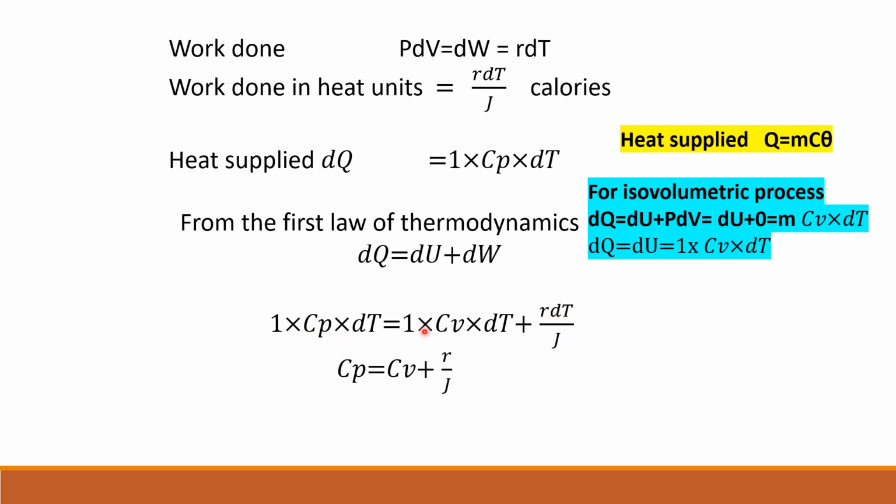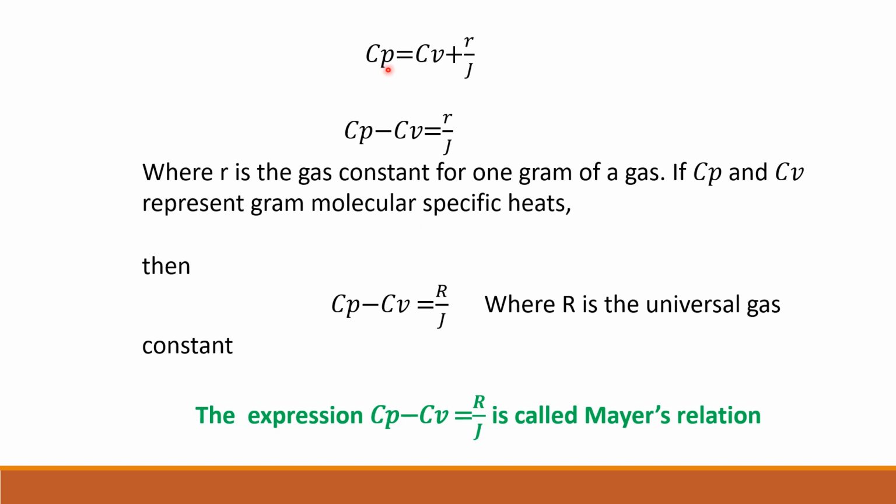So on both sides we have the term dT. We take dT as common and strike it out. What are the remaining terms? Cp equal to Cv plus R by J. So Cp equal to Cv plus R by J. We bring this Cv to the left side. Cp minus Cv equal to R by J. R is the gas constant for 1 gram of gas.